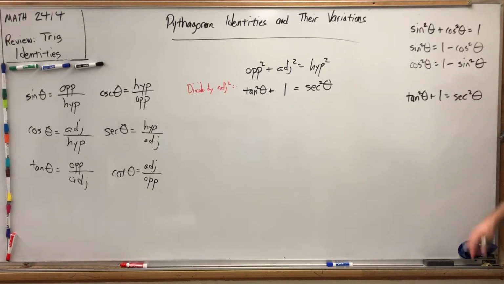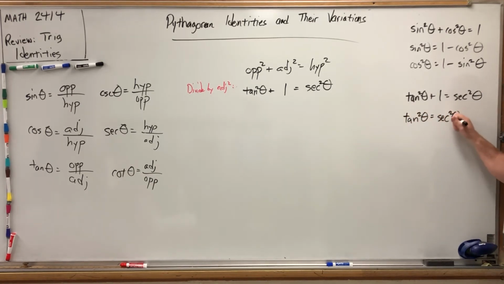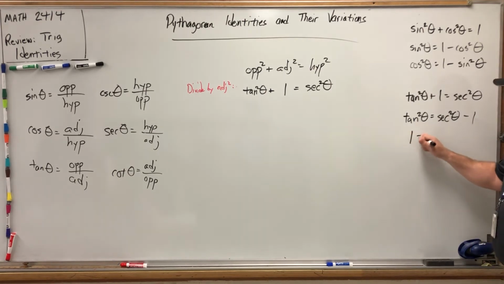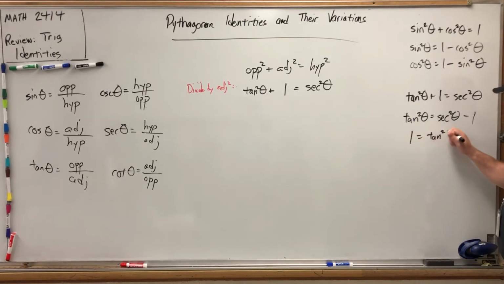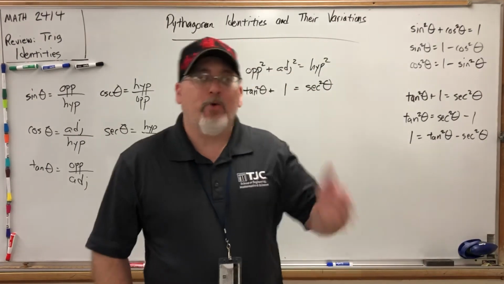Right now, the secant squared term is isolated. If we isolated the tangent squared term by subtracting 1 from both sides, we would get tangent squared of theta equals secant squared theta minus 1. Or if we were to isolate this 1 by subtracting tangent squared from both sides, we would get 1 equals secant squared theta minus tangent squared theta. Again, all of the Pythagorean identities pretty much come in three variations, depending upon which of its three terms you want to isolate.